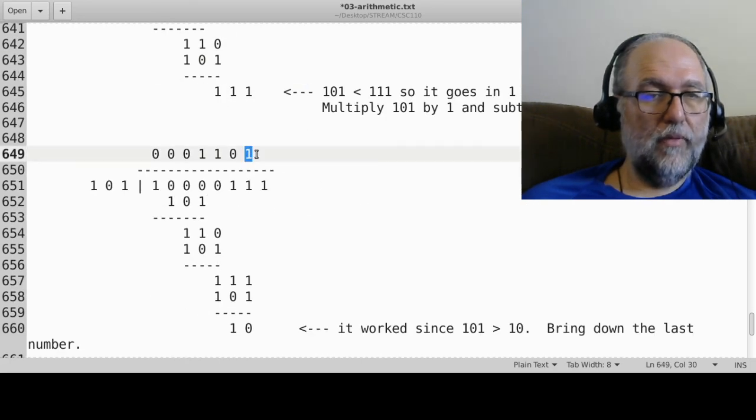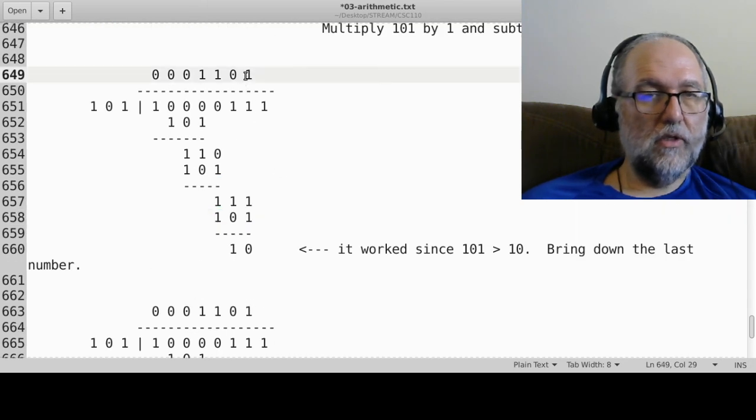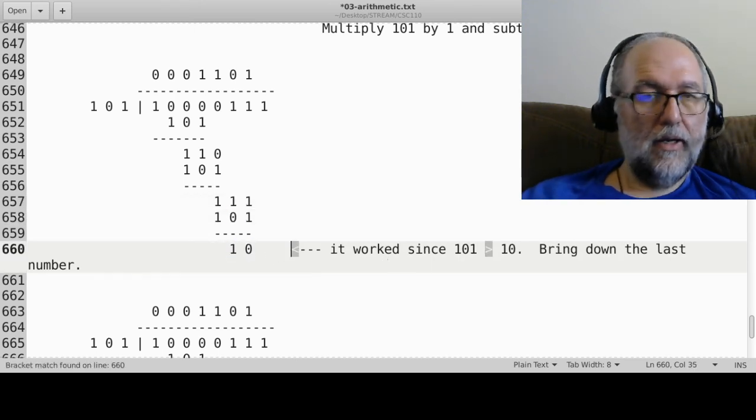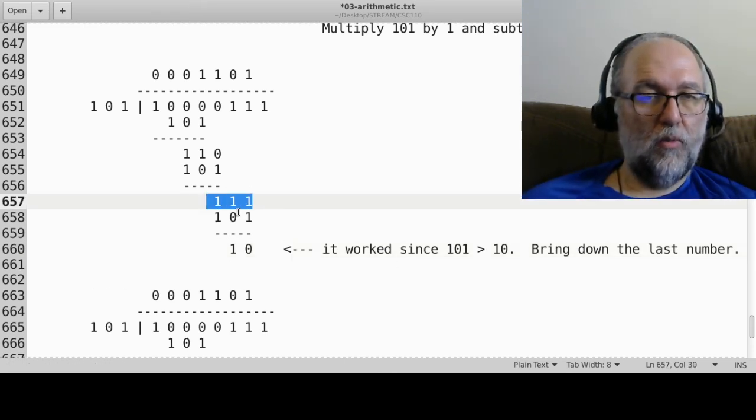Okay, so there's that 1. 1 times 101 is 101. And so now we have 111 minus 101. 1 minus 1 is 0. 1 minus 0 is 1. And we get that it is equal to 10. All right, the subtraction here, 111 minus 101, is 10.